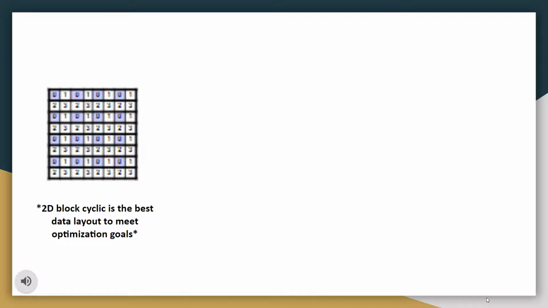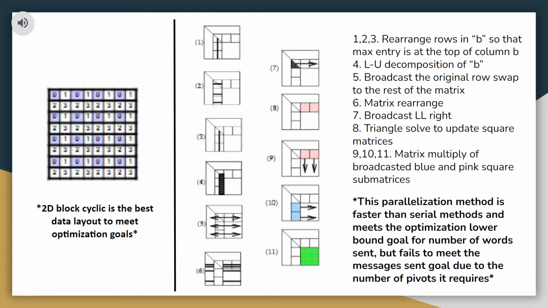This method is faster than BLAS3, but because there are so many pivots, one for each B submatrix we evaluate, we have to send a lot of messages updating the vector and therefore fail to meet the messages sent communication goals. We can fix this problem using tournament pivoting.